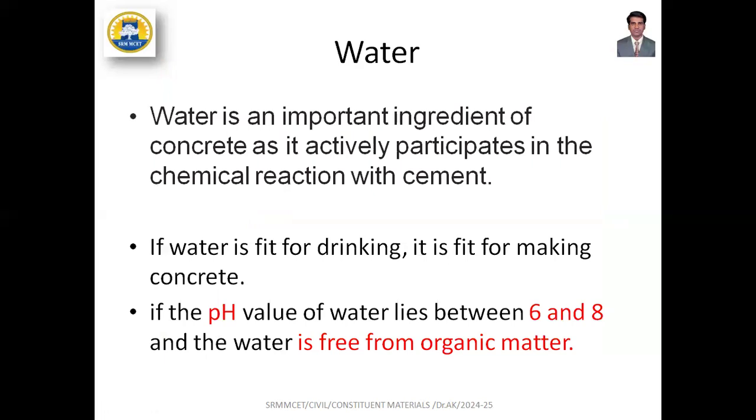The final constituent material in concrete is water. Water is a very important material because it is involved in the chemical reaction with the cement, that is nothing but the hydration of the cement. In general, we can say that whichever water is fit for drinking, that water we can use for the concrete. Technically speaking, if the pH value of the water lies between the range of 6 to 8, and if the water is free from organic matter, that water can be used for concreting works.